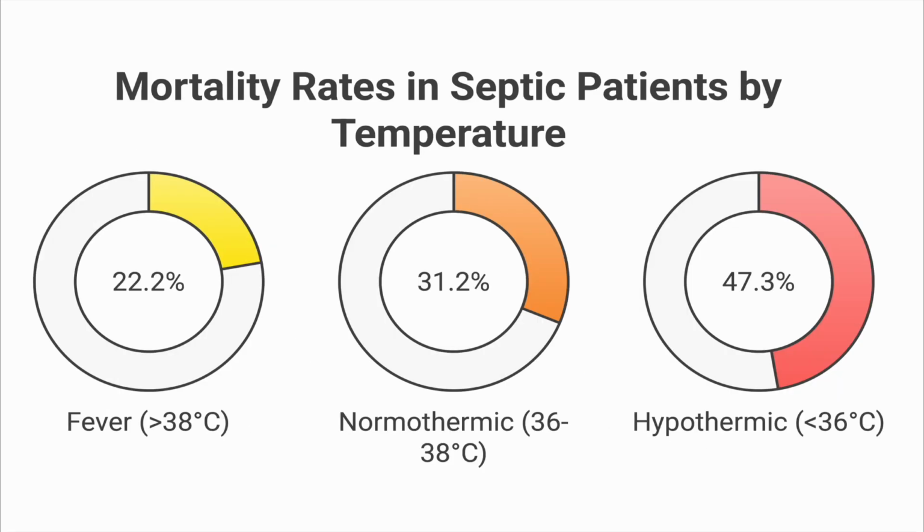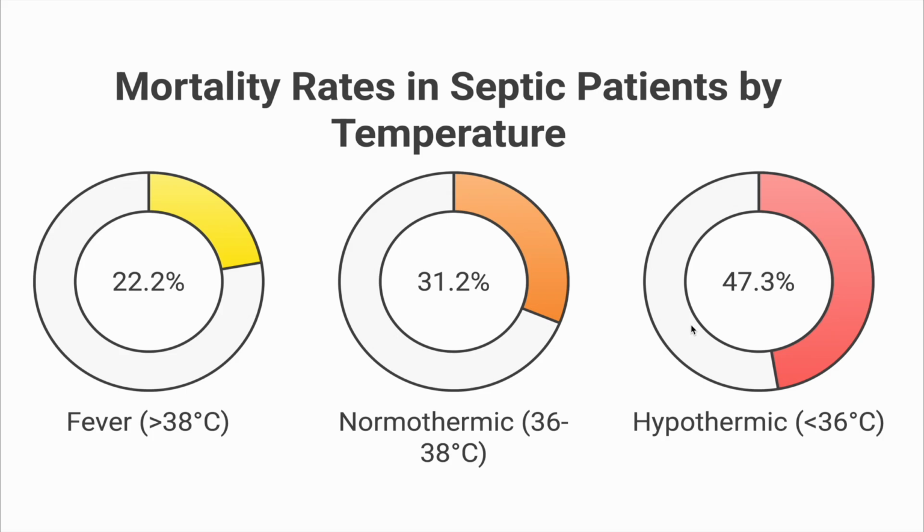So in septic patients, we have seen that patients can have different types of responses to temperature. For example, if the patient is normothermic, then they have a slightly higher mortality compared to patients who have a fever. However, patients who are hypothermic definitely have double the mortality of patients who are having fever. So fever definitely does have a clear protective effect.